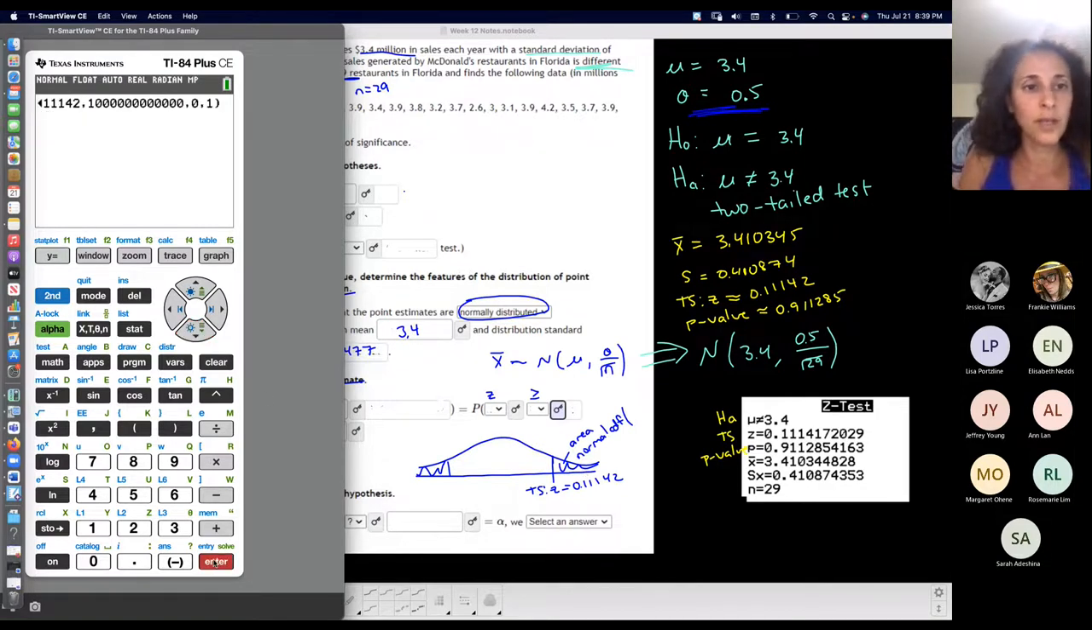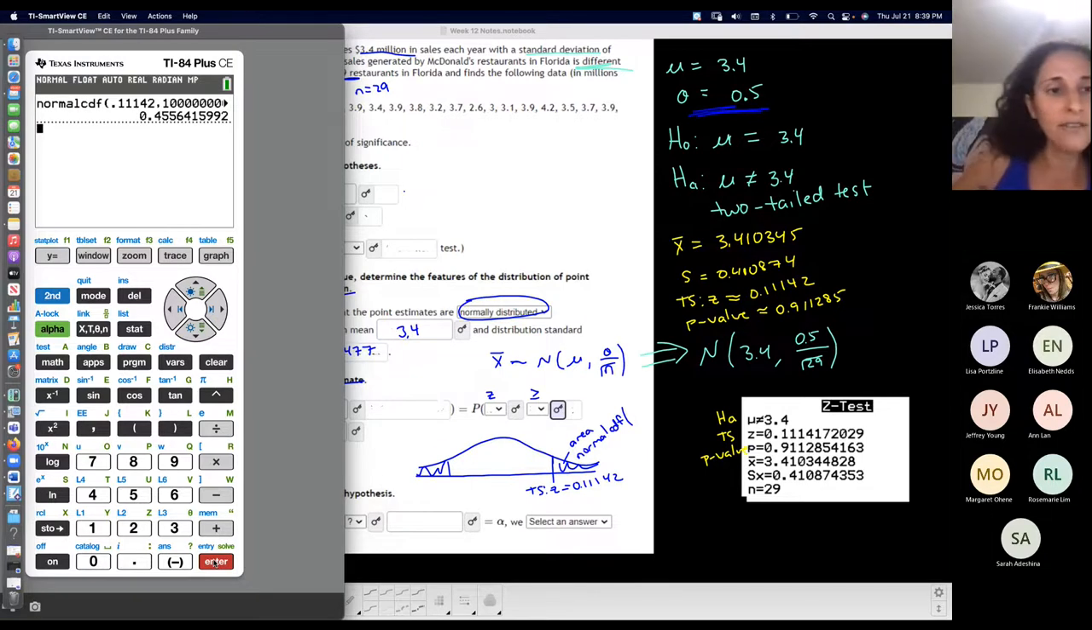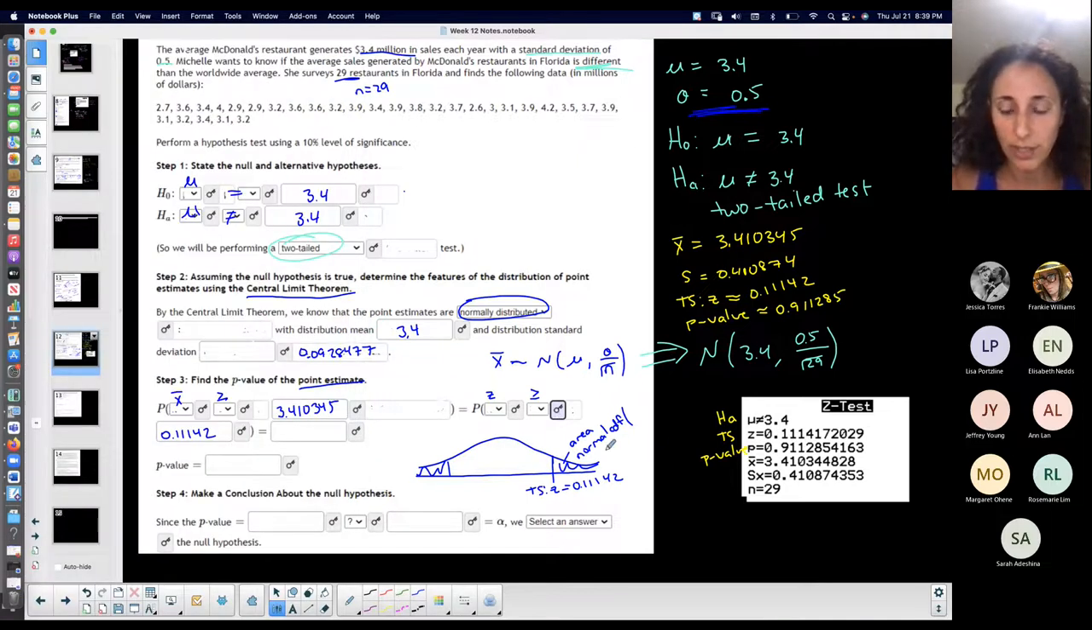And I get 0.455564. So this area is approximately 0.45564.